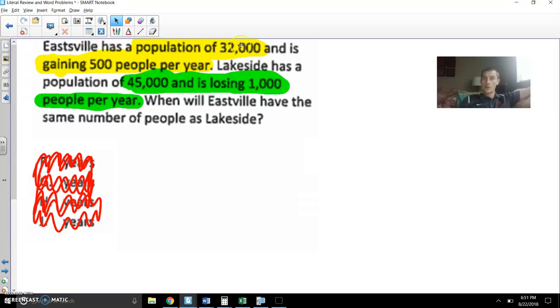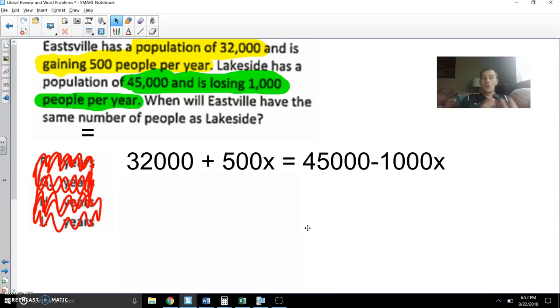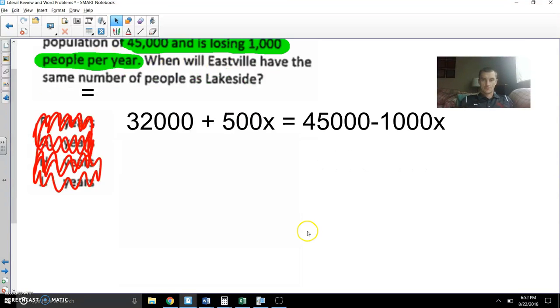So as we look at the next one, it's talking about population of 2 different towns. Eastville has a population of 32,000, starting value, and is gaining 500 people per year. Lakeside has a population of 45,000 and is losing 1,000 people per year. And again, it wants to know, when will they have the same number? Another word for same number is equal. When will they have an equal population? So when we're thinking about this, we got to think about which one should have a variable on it. We're talking about starting at 32,000, adding 500 each year, versus 45,000 and losing 1,000 each year.